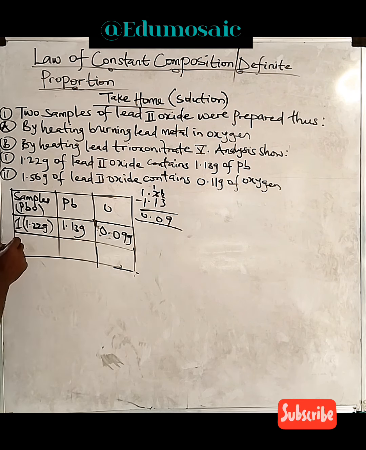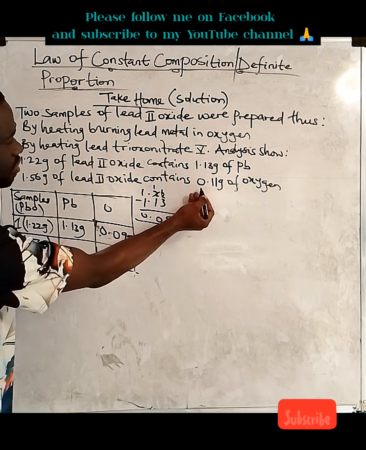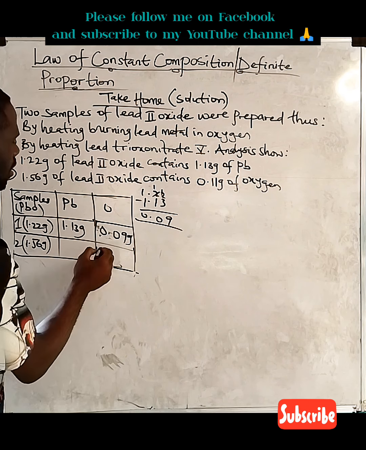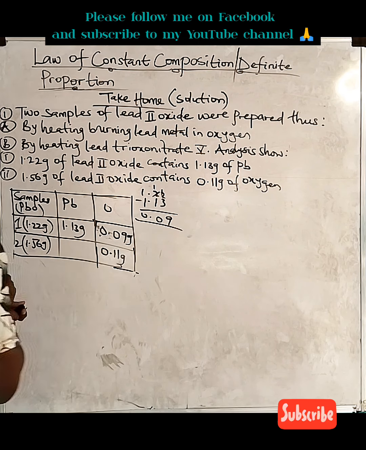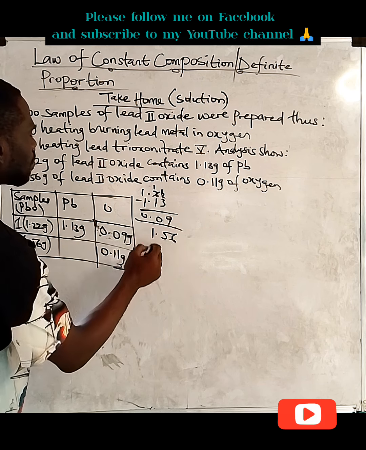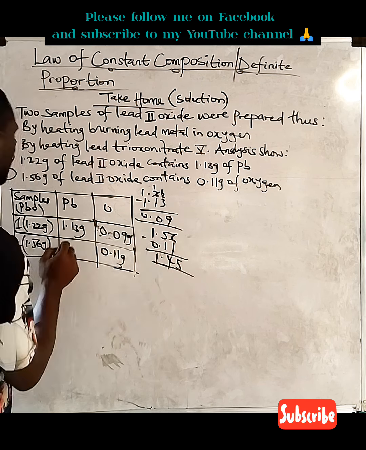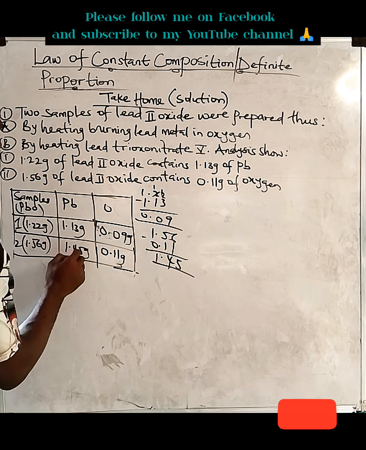Next we have 1.56 gram of this same PbO containing 0.11 gram of oxygen. So how much lead are we going to have there? That's 1.56 minus 0.11, which gives 1.45. So you have 1.45 gram of lead.